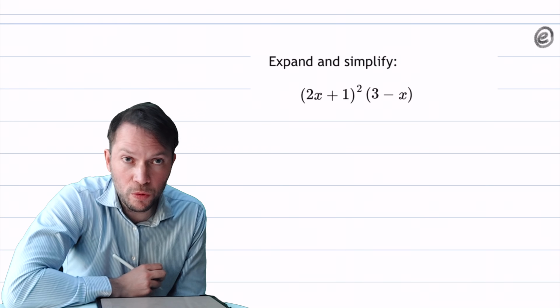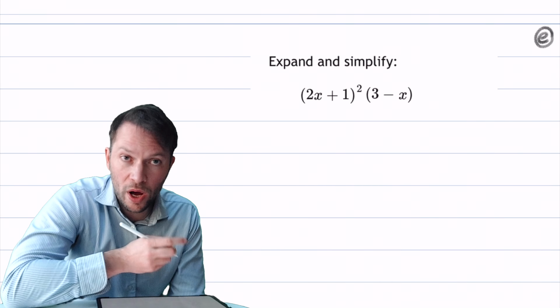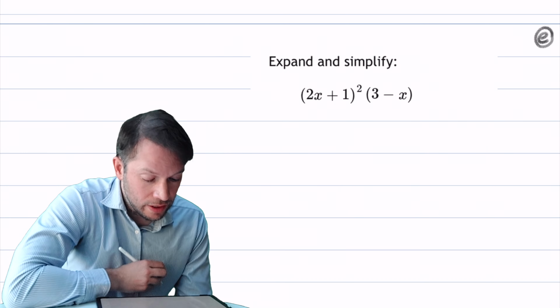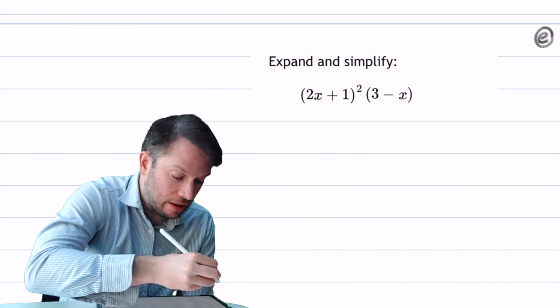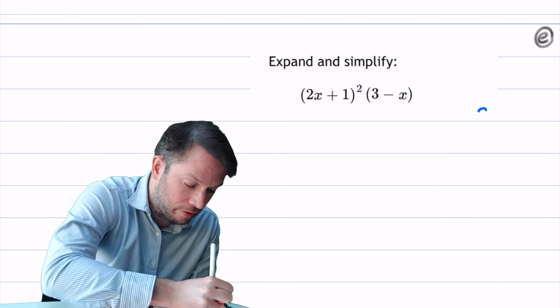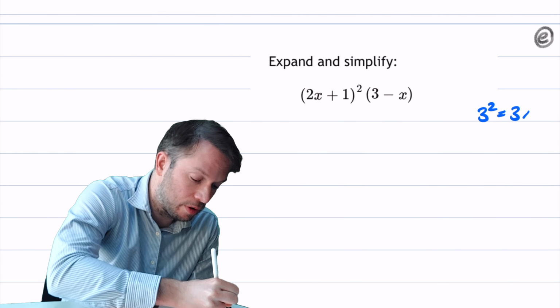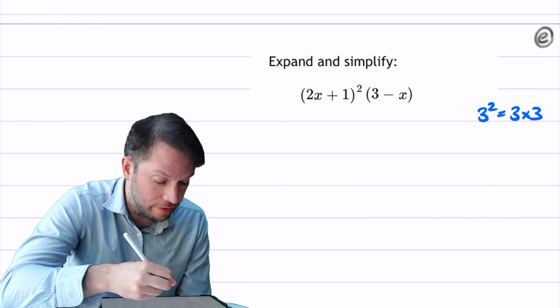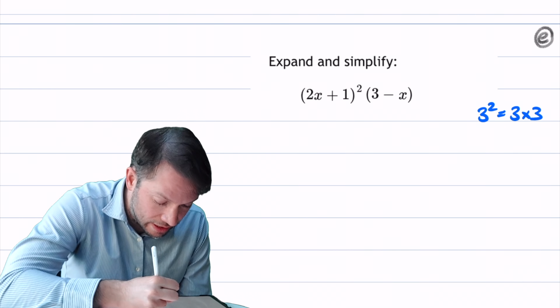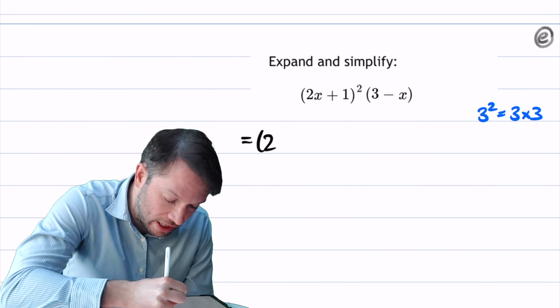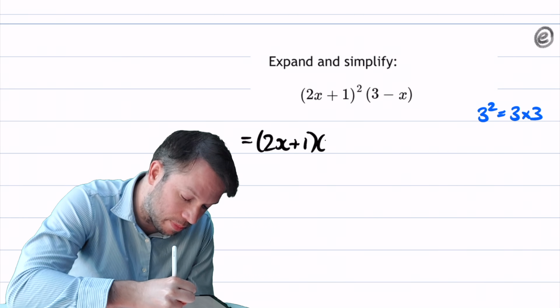In this video, we're going to multiply out two brackets where one of the brackets is squared. Now, when we have something squared, it just means that thing times by itself. So if, for example, I had 3 squared, it just means 3 multiplied by 3, 3 times by itself. So when we have this 2x plus 1 all squared, it just means 2x plus 1 multiplied by itself, like that.